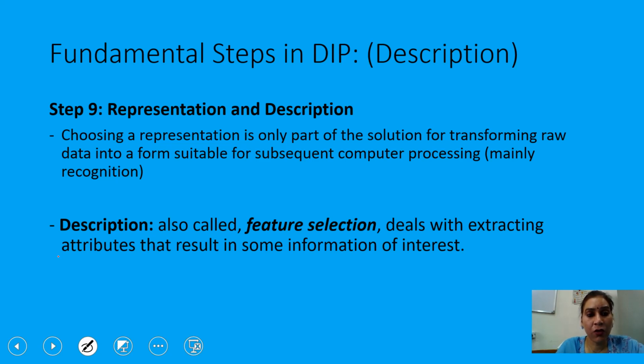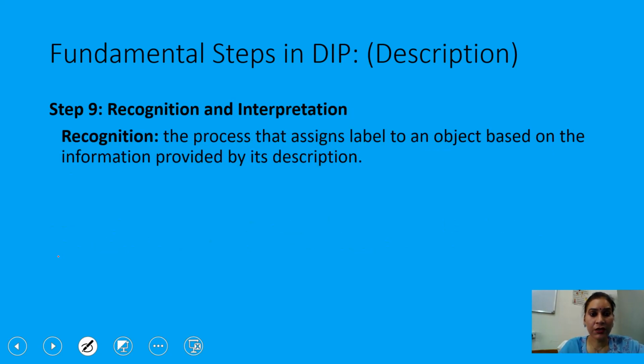Choosing a representation is only part of the solution for transforming raw data into a form suitable for subsequent computer processing. Description, also called feature selection, deals with extracting attributes that result in some information of interest. Then recognition and interpretation. Recognition is the process that assigns a label to an object based on the information provided by its description.